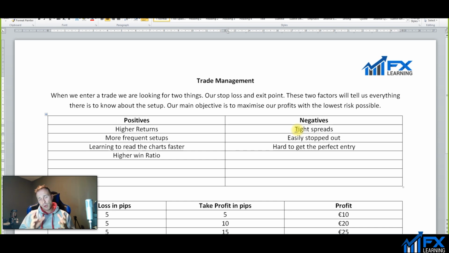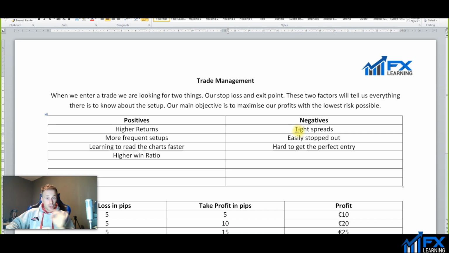You want to find a broker that offers the lowest amount of spreads. IC Markets, Go Markets, their average spread on major currency pairs are around 0.2 to 0.5, so less than half a pip. Okay, the other thing as well, a negative to trading 5 pips, is you get easily stopped out. Because the market is moving so fast in such lower time frames, you can easily get stopped out.